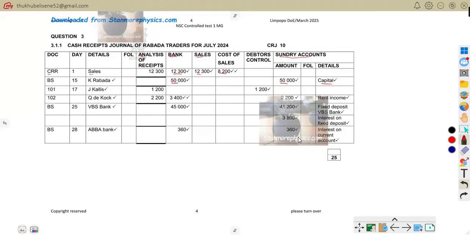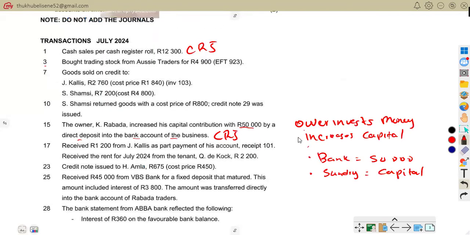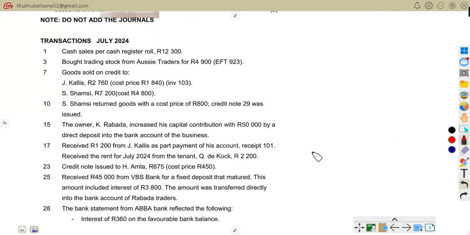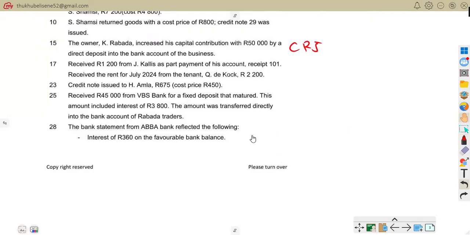So now let us move on to another transaction. Here we have said CRJ. Let us not forget, even here there is CRJ. So now we are moving on to another transaction that does affect our cash receipts journal.